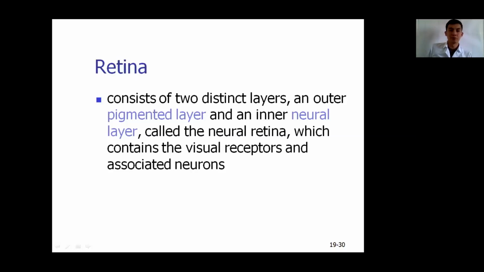The most inner layer of the eyeball is the retina. That consists of 2 distinct layers: the outer pigmented layer and the inner neural layer. The inner layer, also called the neural retina, consists of the visual receptors and associated neurons.